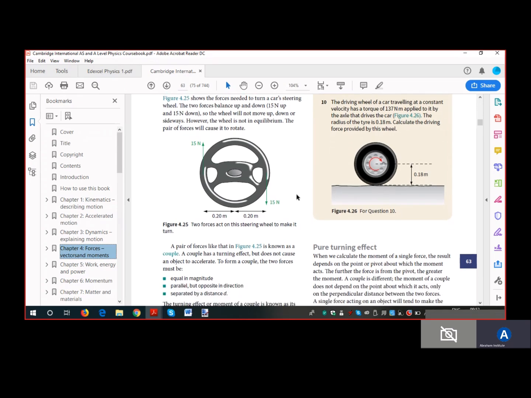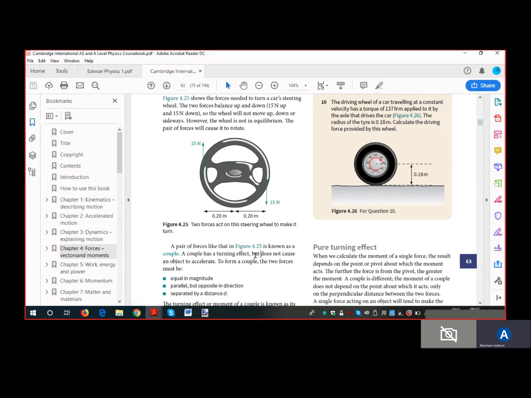Okay, so a pair of forces like that in figure 4.25 is known as a couple. A couple has a turning effect. So here we have a turning effect. Earlier, when the principle of moments applied, there was no net turning effect. But with a couple, there is a resultant moment. So the principle of moments doesn't apply, because if it did, the resultant moment should be 0, meaning clockwise moments equal anti-clockwise moments. But that is not the case here. But a couple does not cause an object to accelerate.